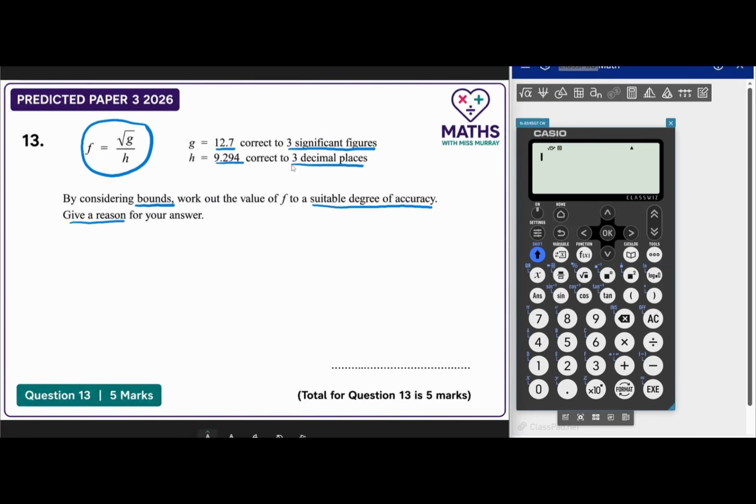So the first thing I would do, and this is what gets you a mark, you're going to write the upper and lower bound of each number, because you get a mark for doing that. Guarantees you a mark. Even if you don't need both, write both of them down. So write your upper and lower bound for each number.